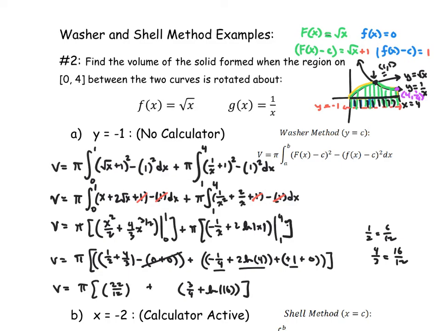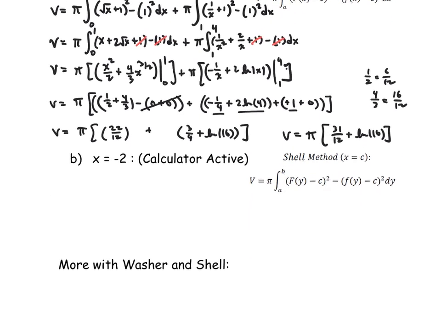So we'd add these together, and we would get a volume in a somewhat clean form of 9, that'd be 31/12 plus the natural log of 16. Okay, very cool. There you have it. That would be no calculator. Clearly a lot of work there. Let's look at a calculator example.